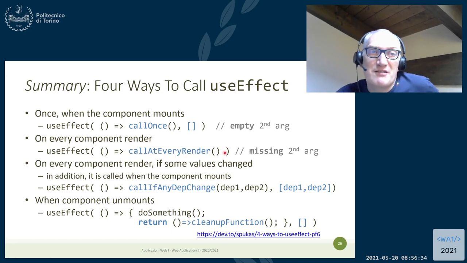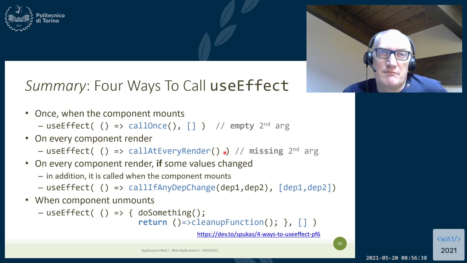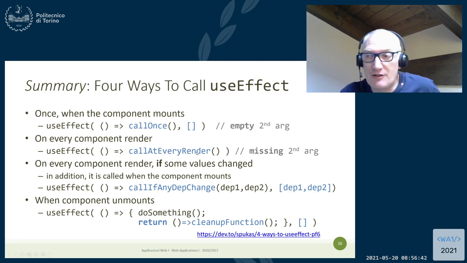Always rendering is a special case, but it's maybe if this function depends on some values, or we only want to run it when these values change. Otherwise, we are running it too many times.